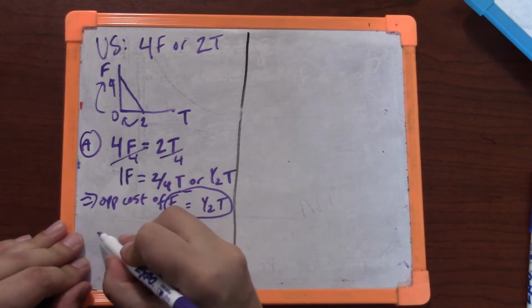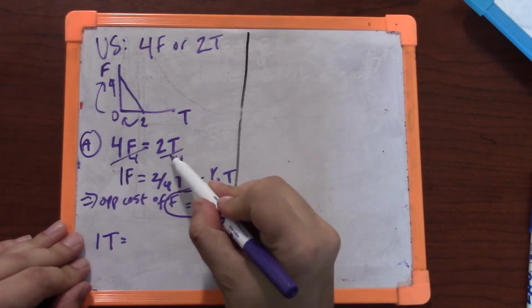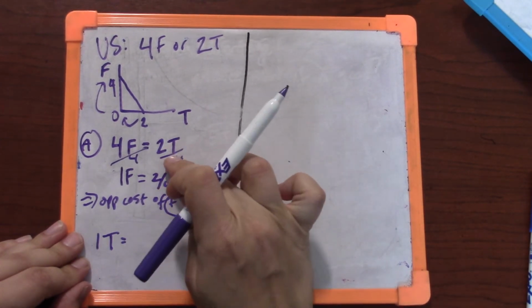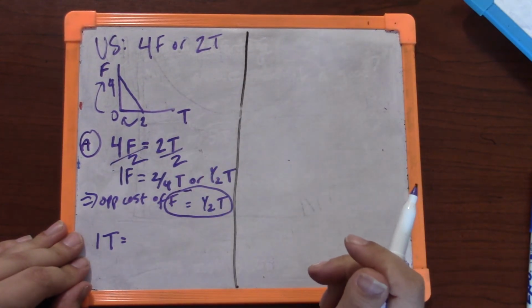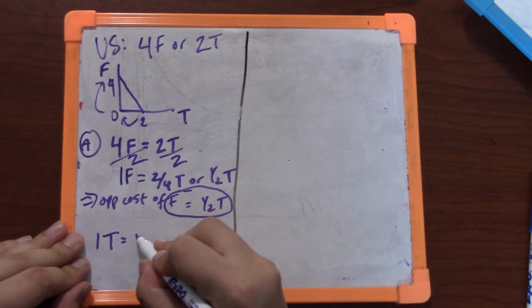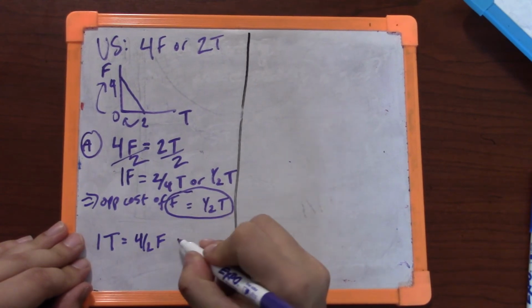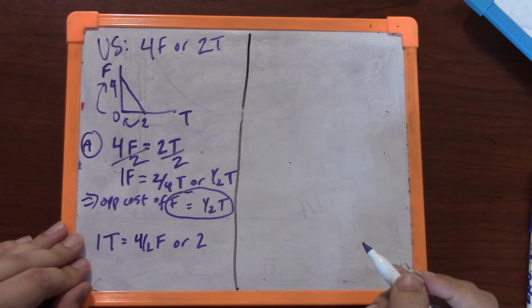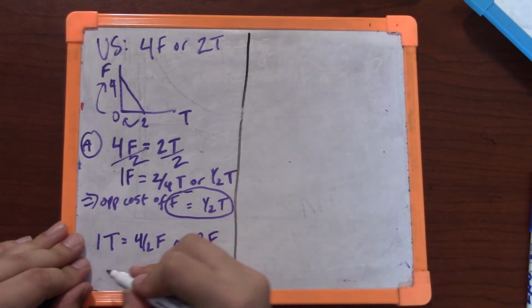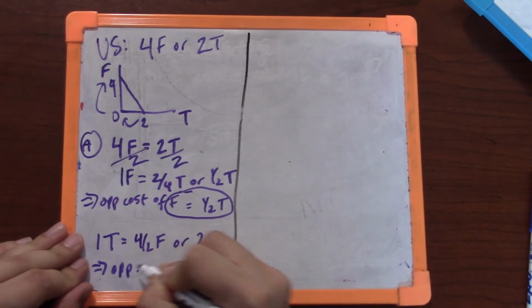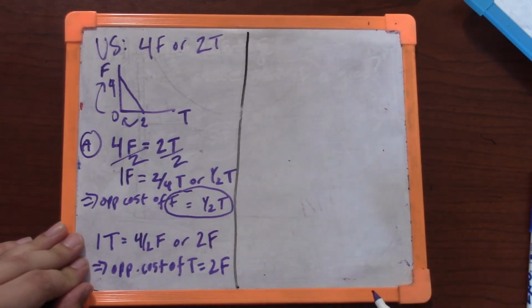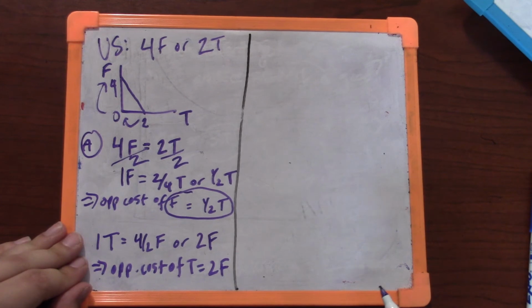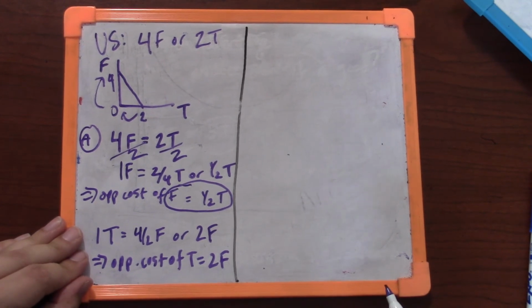Similarly for tuna, what we're really trying to do is to isolate what 1 tuna is worth. So if I want to do that, I simply divide both sides of the equation by 2. And that will give me 1 tuna and 4/2 football games, or simplifying that fraction down, 2 football games. That means that the opportunity cost of tuna is 2 football games. Each tuna fish that I go fishing for in the United States, I give up 2 potential football games I could have had.